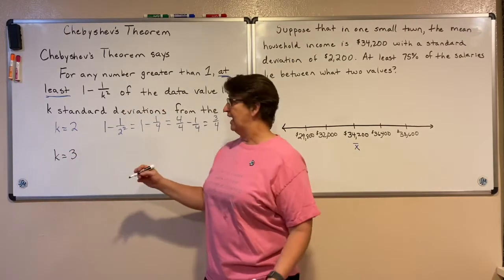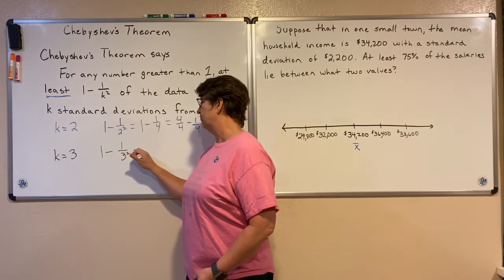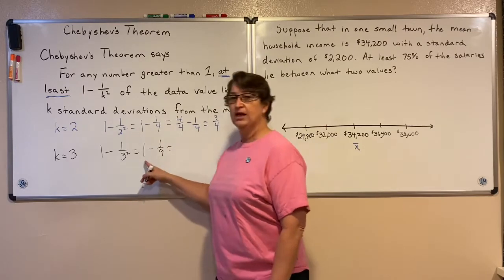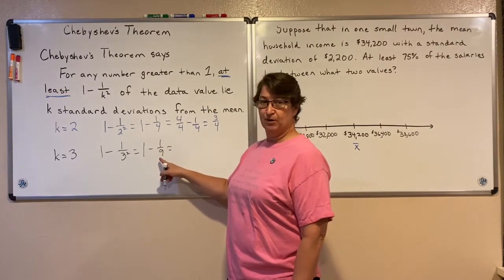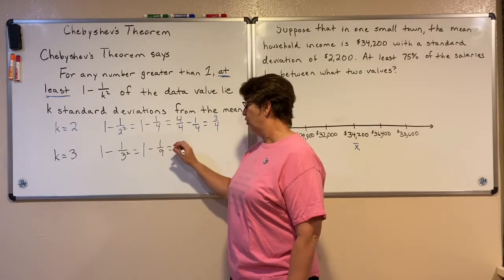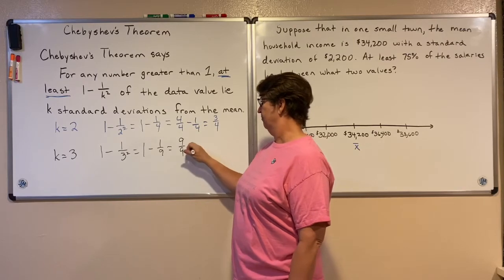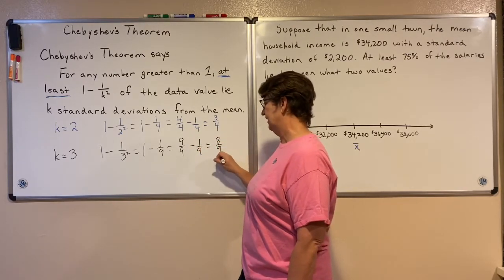Then how much of my data will be there? I do this exact same thing where I say 1 minus 1/3 squared equals 1 minus 1/9. Well, again, I have a whole pizza and I just eat 1/9 of it. How much of it's left? Turn that 1 into 9/9. Do you agree that that's just equal to 1? Minus 1/9, which equals 8/9.